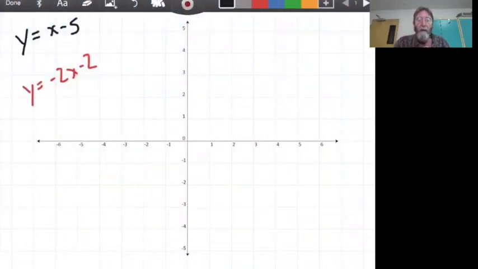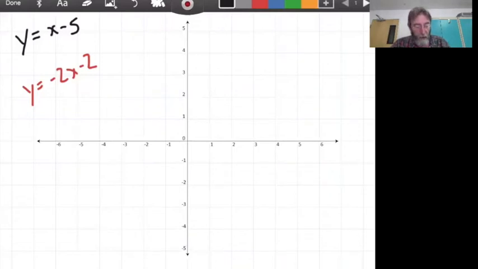So here we have a system of equations. We have two equations, y equals x minus 5 and y equals negative 2x minus 2. Remember, each of these is a linear equation, therefore they're going to make a line, and every point on that line represents a solution, a set of ordered pairs in x and y that solve that equation when plugged in. So what we need to do is graph each one of these individually. Let's start with y equals x minus 5.